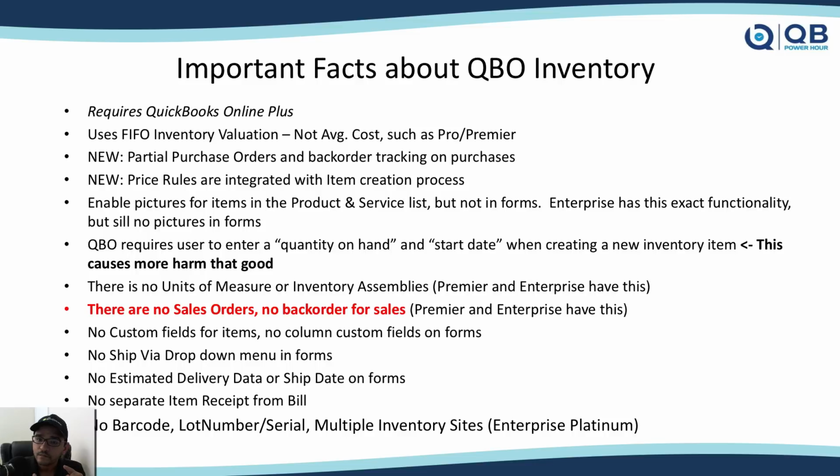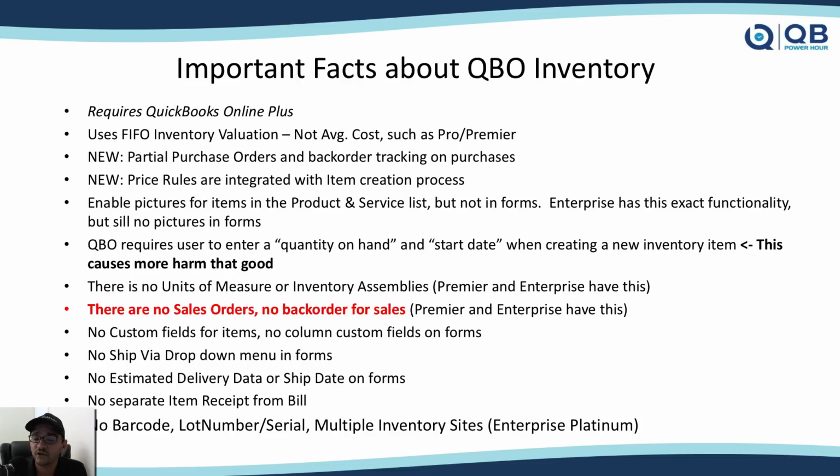Now, there's a new partial purchase order back ordering tracking system. So I'm going to show you that. There are new price rules, which we covered briefly on the last episode. I will try to cover them, see if we have time, but it's new and it's all built into the item creation process, which I love. You can also upload pictures to the product and item list, which QuickBooks Enterprise has as well, but it doesn't show up in forms. So the pictures are really not that useful, in my opinion.